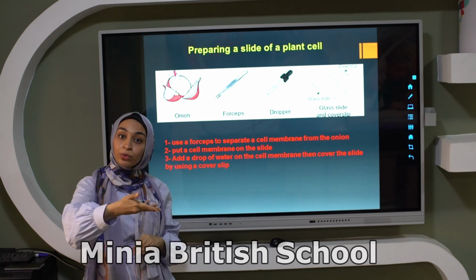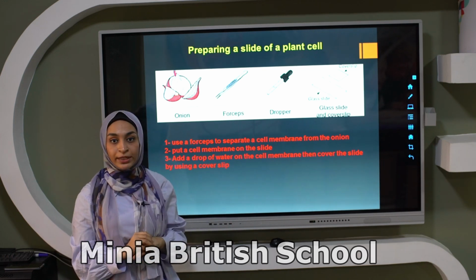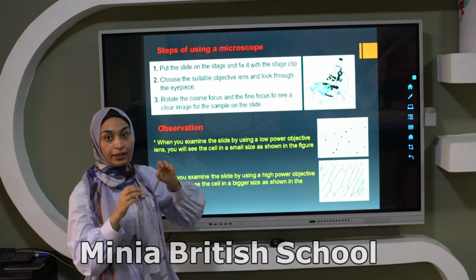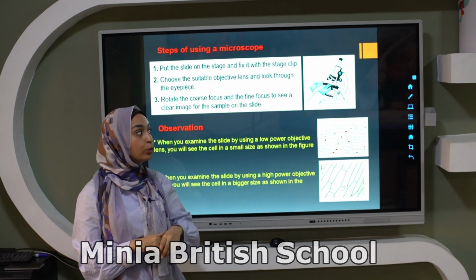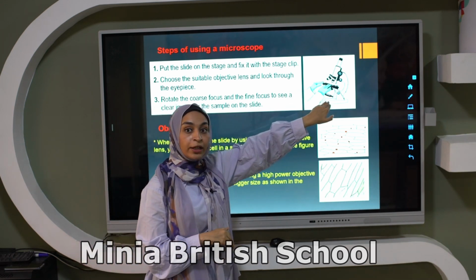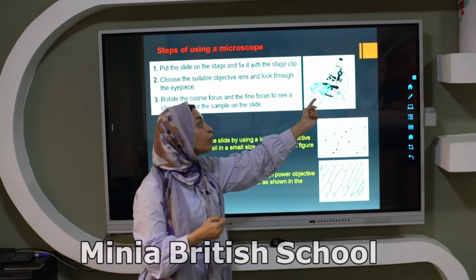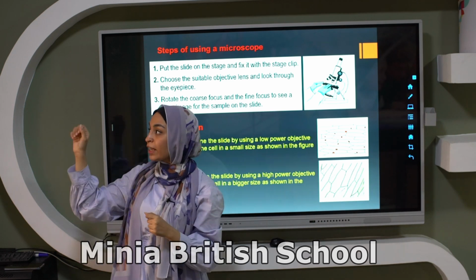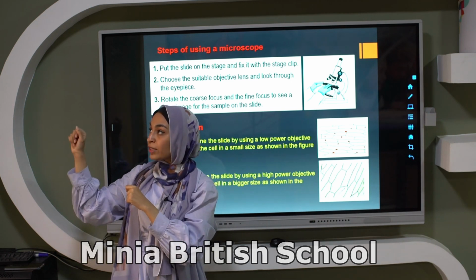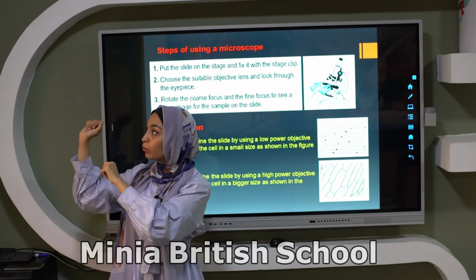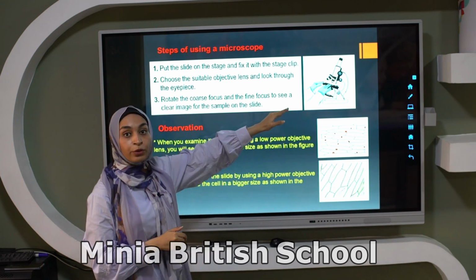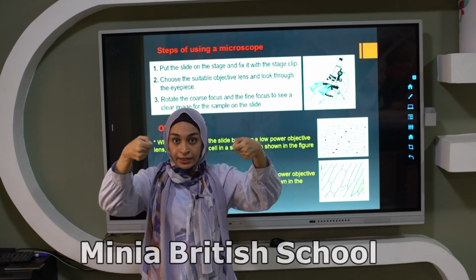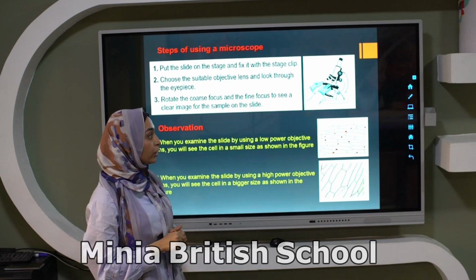Now what should I do to examine the cell by using the microscope? I can take the cell that I prepared before and put it on the stage, then fix it by using the stage clips. Like the nail, if you want to fix any picture on the wall, you can use the hammer and the nail to fix it, right? Also the same for the microscope. I can put the slide on the stage and fix it by using the stage clips.